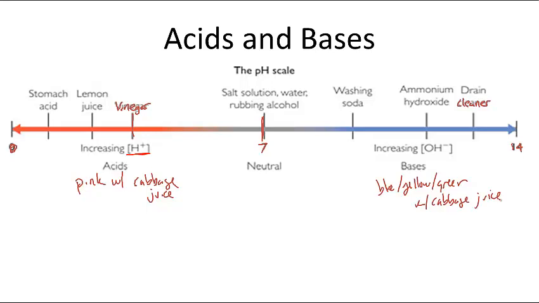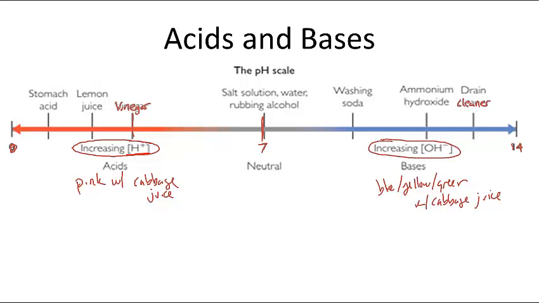They react differently. What we're going to see is that in solution, the more H plus you have, so this is just the H+ ion, the higher the concentration of H+ in solution, the more acidic. The increasing amount of OH minus means it's basic. But we're going to talk more about this as we go through.